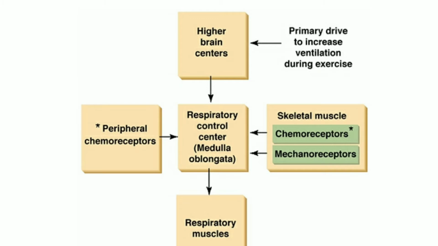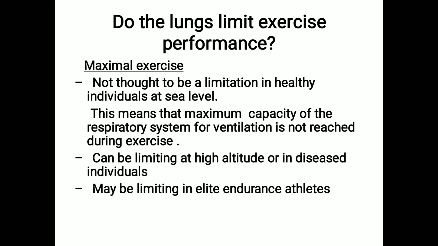In this diagram you can see the role of higher centers, the role of peripheral chemoreceptors, and the role of proprioceptors, all acting on the respiratory center to increase pulmonary ventilation. Do the lungs limit exercise performance? Generally, in a healthy individual, they do not limit performance. But when ascending to high altitude, or in a disease state like COPD, fibrosis, or emphysema, lung performance will be limited.